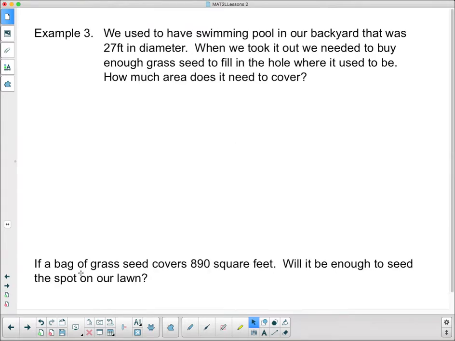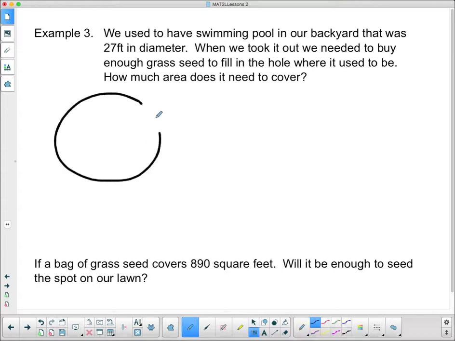Okay. Next question. Example number 3. We used to have a swimming pool in our backyard that was 27 feet in diameter. When we took it out, we needed to buy enough grass seed to fill the hole where it used to be. How much area does it need to cover? So we've got a circle in our lawn, and this is true, by the way, that is 27 feet wide. It said diameter, so it's all the way across.